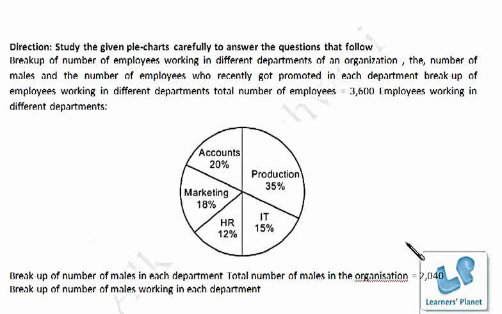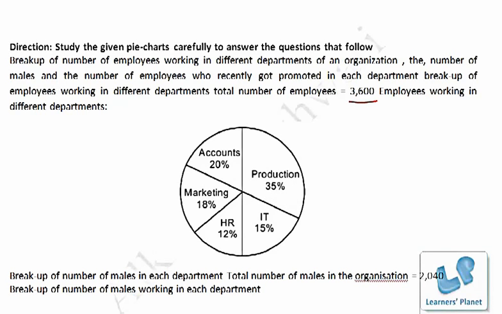Now friends, this is a set of 5 questions from this pie diagram. Breakup of number of employees working in different departments of an organization, the number of males and number of employees who recently got promoted in each department, and breakup of employees working in different departments. So total number of employees over here is 3600. Employees working in different departments, this is the circle that's given to us, and the total number of employees is 3600. So this is the breakup of 3600 precisely, right?